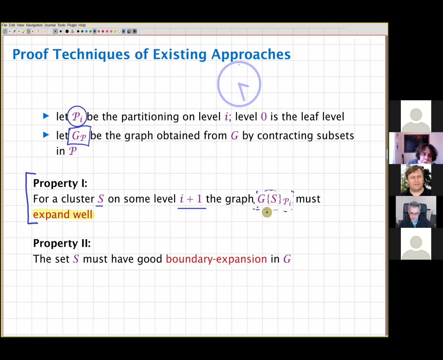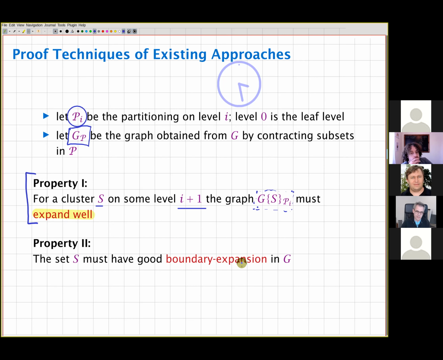This is the first property that I want. And then what is the second property? I want that the set S should have good boundary expansion. And I will explain this now in more detail. So these are two properties that I want.